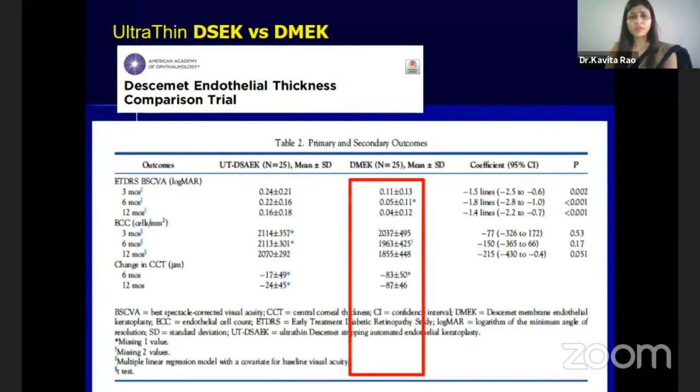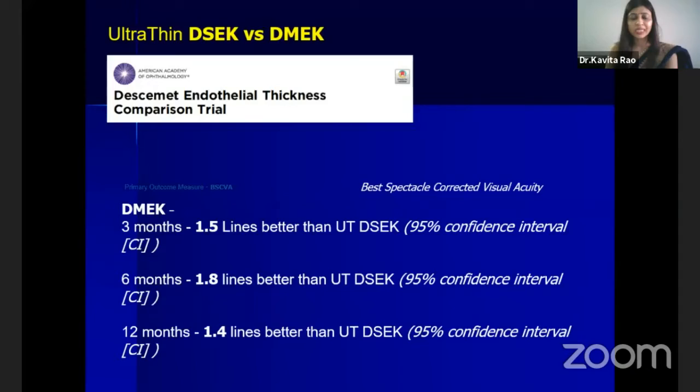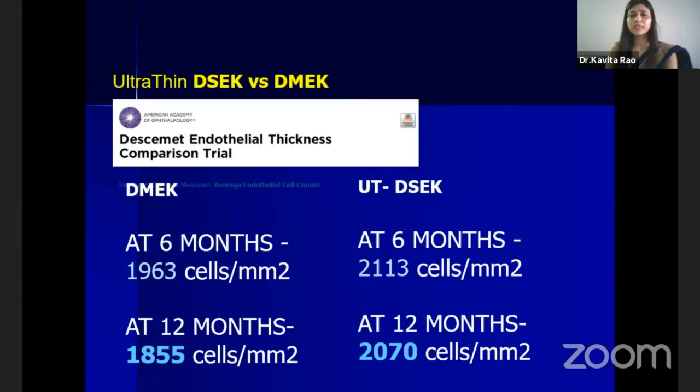Now, however, if you look at the visual acuity at 3 months, 6 months, and 12 months, you can see that there is definitely a statistically significant difference. At 3 months, there is 1.5 lines better vision in DMEC, 1.8 lines better at 6 months, and 1.54 lines better than ultra-thin DSEC. If you look at the endothelial cell loss, it is lesser in the ultra-thin DSEC versus DMEC, but it is comparable.